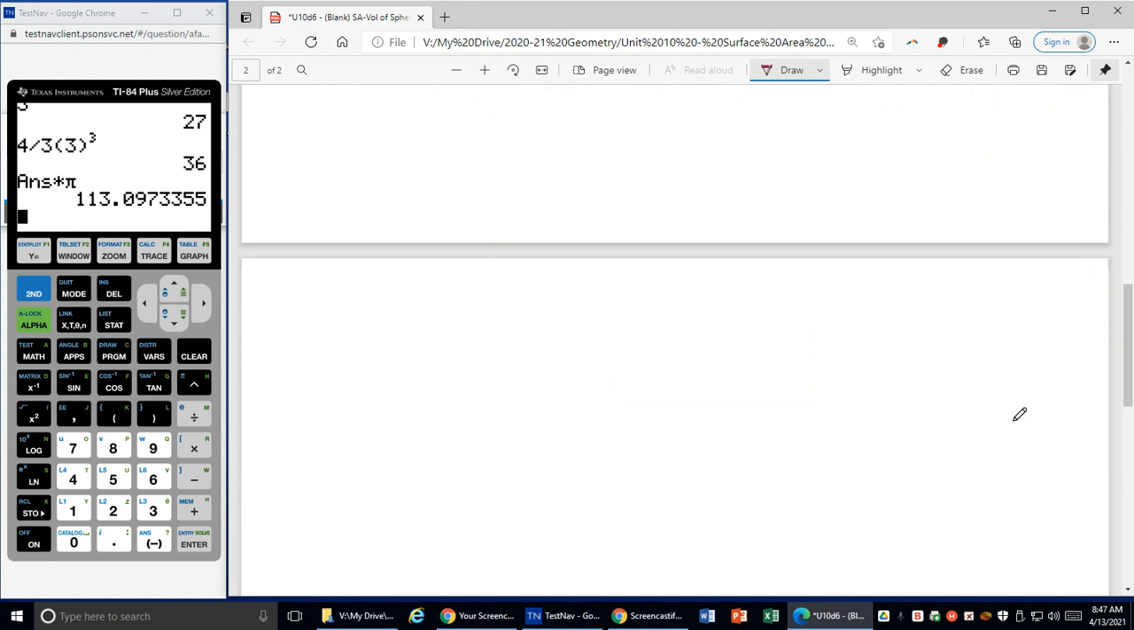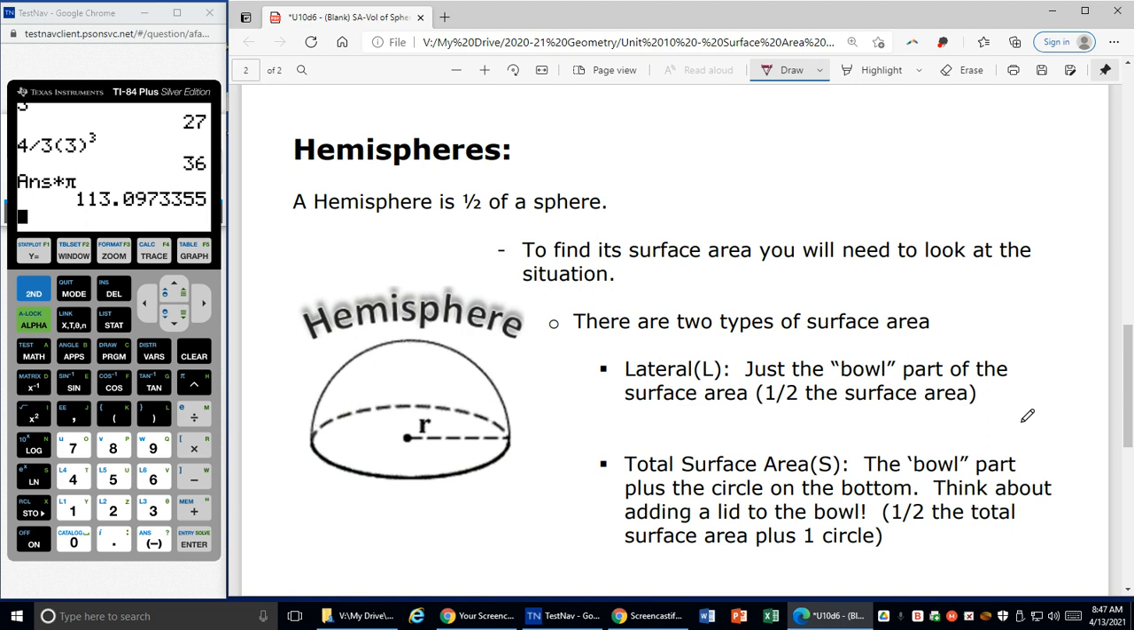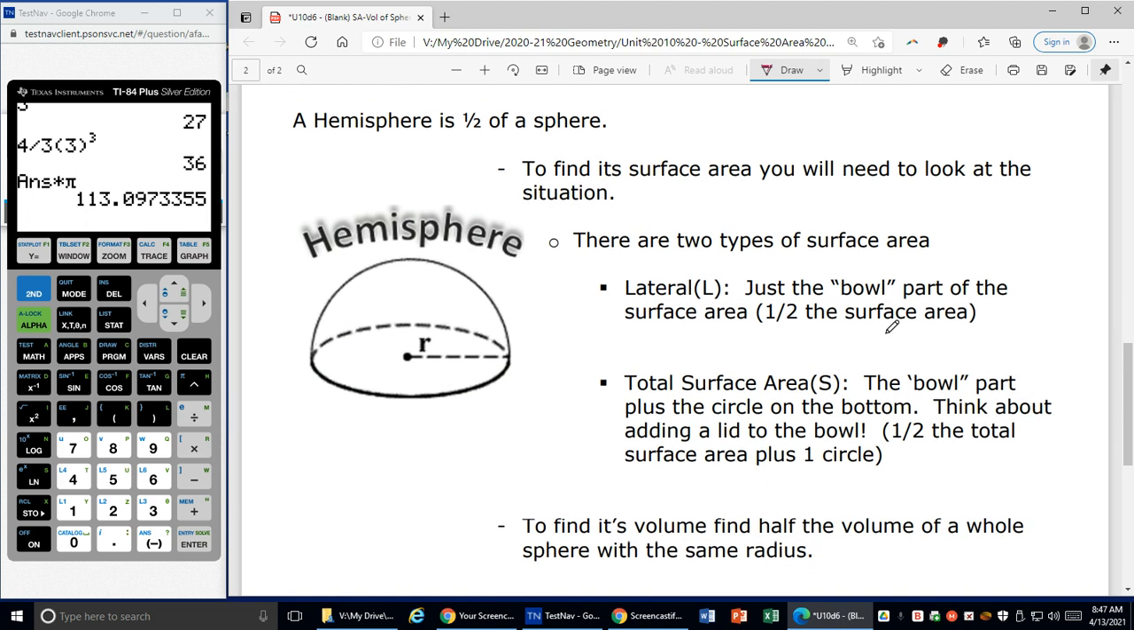In the next video, we're going to look at a hemisphere. And in my hemisphere, I will have lateral areas and total surface areas. So make sure you come on back so that we can discuss the hemisphere.